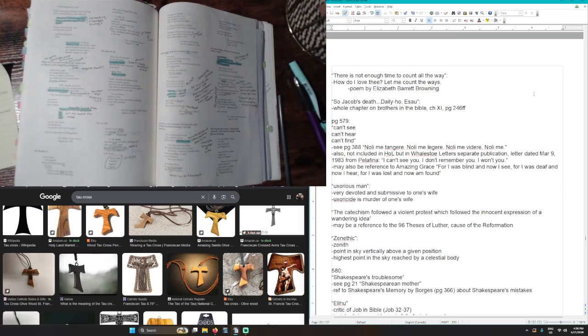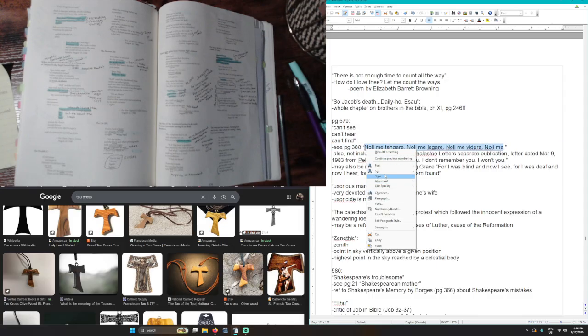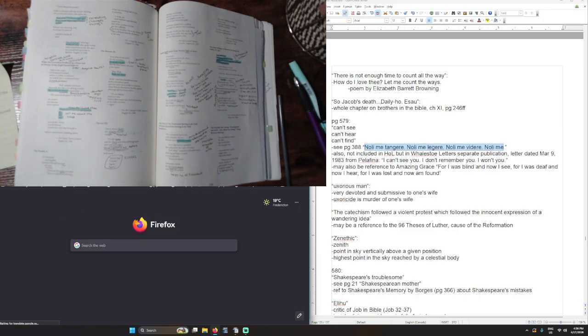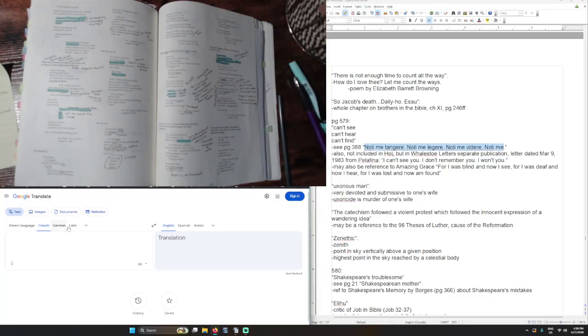Okay, next page, 579 here. We have this phrase, can't see, can't hear, can't find, which reminded me of don't touch. I'm going to look up the full translation of this because I didn't write it down here. So I'm just going to copy and paste this because it's similar in the way it is phrased. Translate. Don't Google. Don't touch me, don't read me, don't see me.